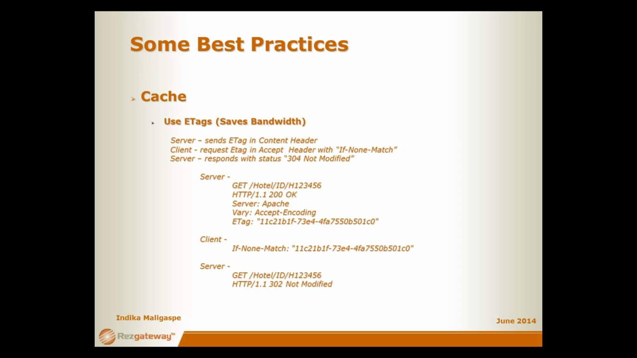If not, the server can just send a 302 not modified status. Then what would happen is the client would know, okay, I don't need to get the data again, I have the latest data and can use it. So this saves bandwidth a lot. So use caching properly, and this implicit caching allows you to save bandwidth and, depending on the client, handle your clients much better.